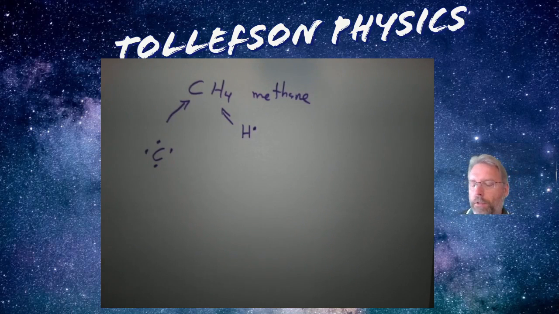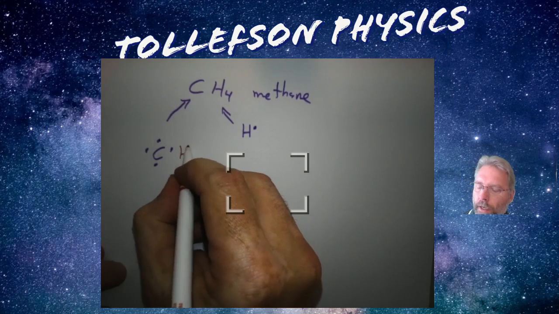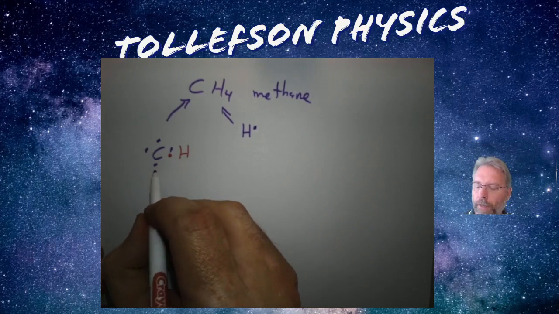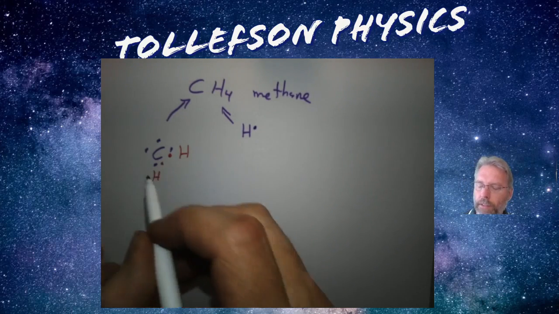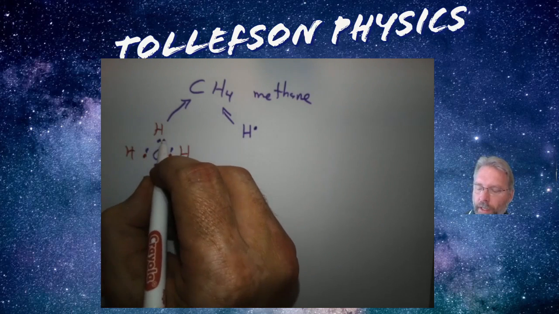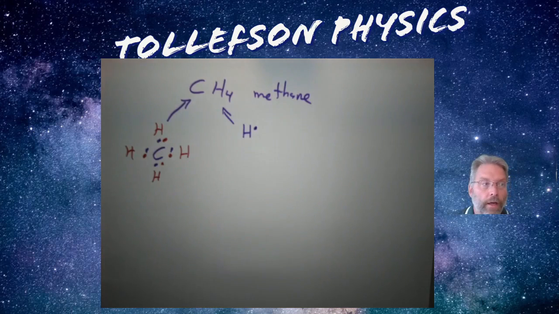Let me switch to a different color for hydrogen. Hydrogen, I got 1 there. So now I've got 5 around carbon. Let's put 1 down here. Now I've got 6 around carbon. Let's put 1 over here. Now I've got 7 around carbon. And then finally, it's CH4, so I'm going to put 1 more up there. I've got 8 around carbon.